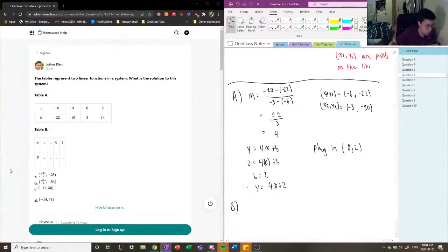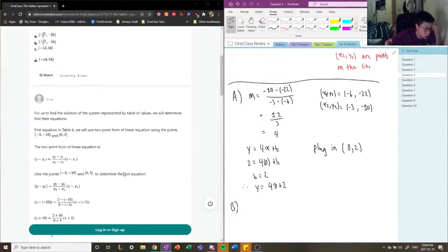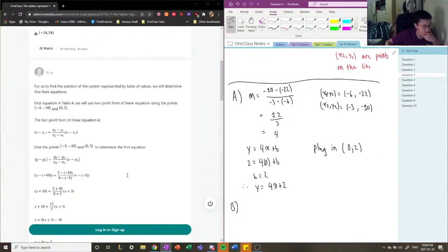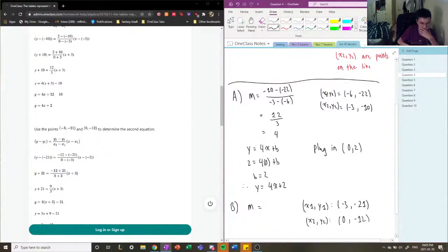It's kind of hard to see these values, so I'm going to try to zoom in. Let's see if I can read it. They have 2 points here, so we're going to use them. For B, we're going to use the slope equation again, where x1, y1 are -3 and -21, I believe, and x2, y2 is 0 and -12. Okay, cool.